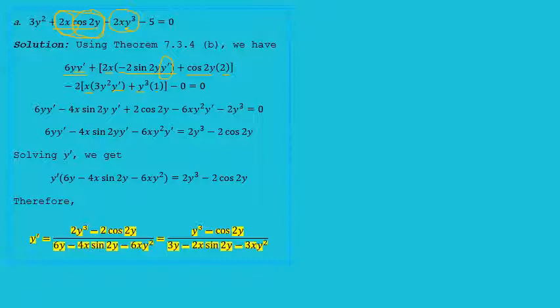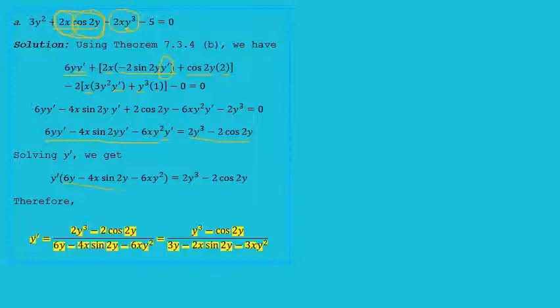Okay, so simplify natin. Ito yung nakuha natin. So, and after that, combine natin lahat ng may y prime. Okay, so ito yung lahat ng may y prime sa left side, and then yung mga walang y prime nasa right side. So, solving for y prime, we get y prime times 6y minus 4x sine 2y minus 6xy squared equals to 2y cubed minus 2 cosine 2y.